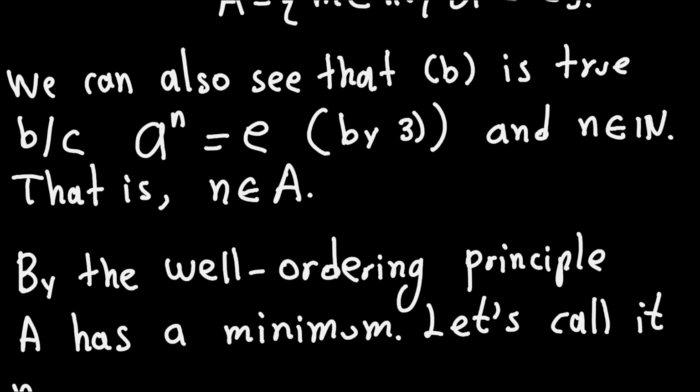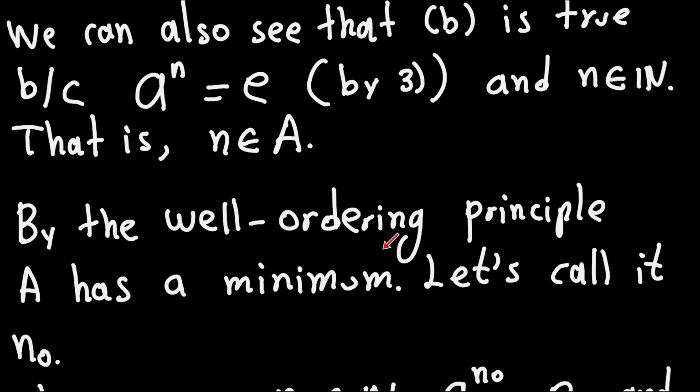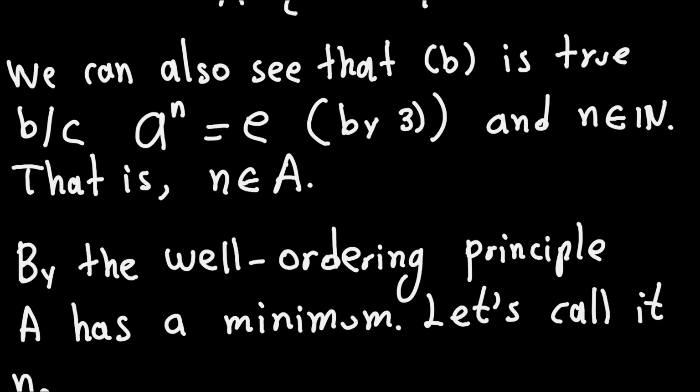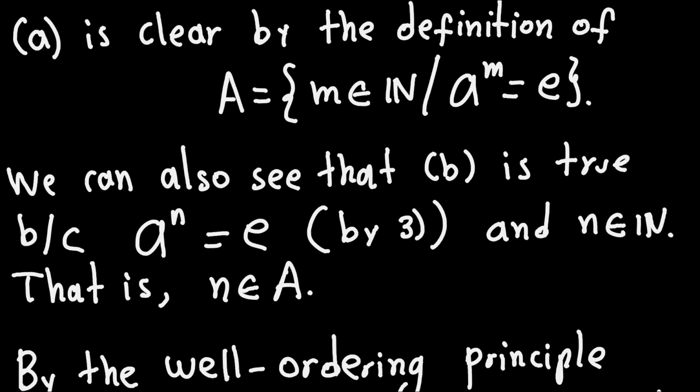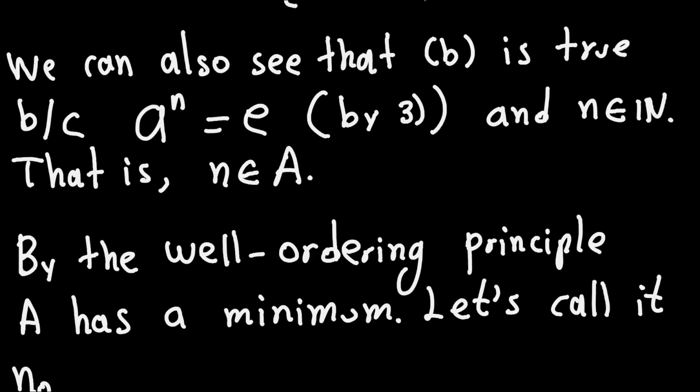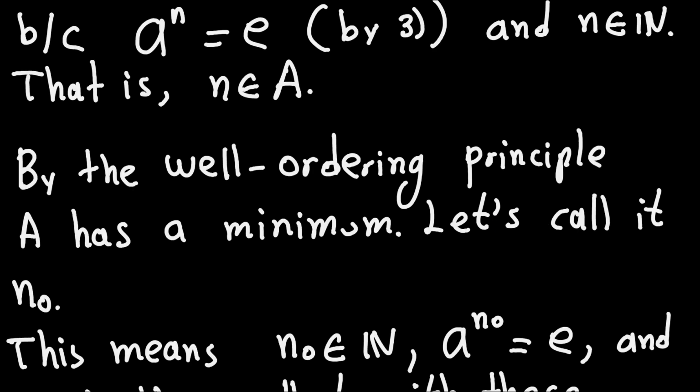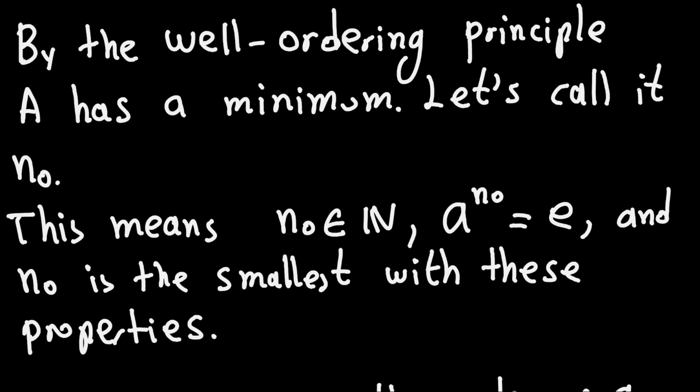Now, because A is a subset of the natural numbers and is not empty, by the well-ordering principle, A has a minimum. So this set has a minimum element, a minimum natural number for which the power is the identity. That's what it says right here. Let's call that n naught. n naught will be the minimum of that set. What does that mean? It means that n naught is a natural number, a to the n naught is the identity of the group, and n naught is the smallest with these properties. That's what we get by applying the well-ordering principle: we are finding the smallest element of A. An element of A is a natural number for which the power of a is the identity, and n naught is the smallest with that property.